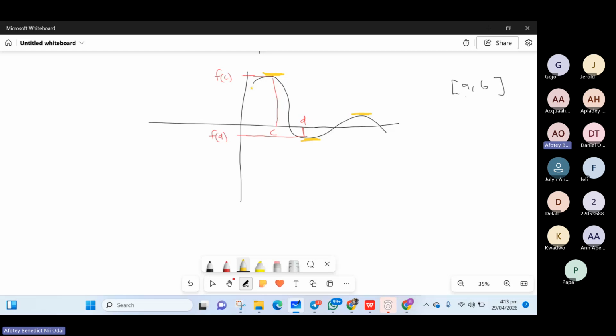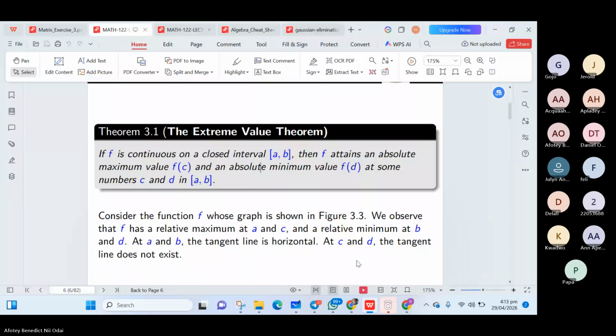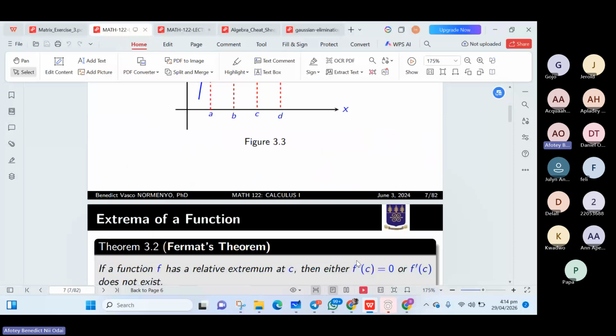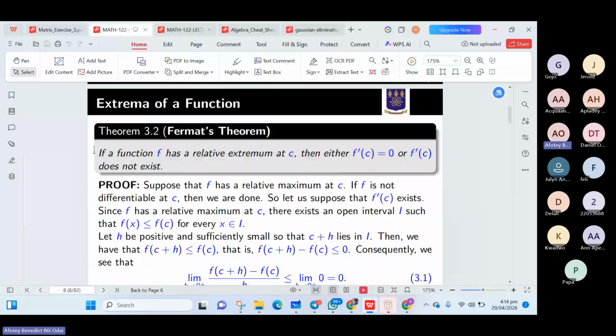And something similar applies for the absolute minimum. This and this are both local maximum values. But among the two of them, only this one is an absolute maximum, right? That's the difference between an absolute and a local maximum or minimum value. We are going to go through a lot of theorems before we move on to the calculation, so please, let's focus on this very carefully.